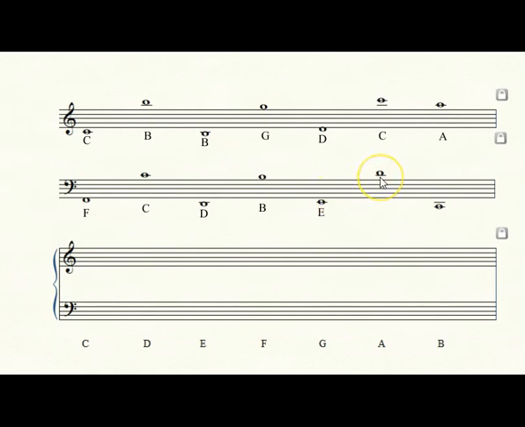Coming up one last time, we see a note above the bass clef and above the first ledger line. That first ledger line is C, so if we go one above C, we have D. And lastly, coming down here, we see a note two ledger lines below the bass clef.